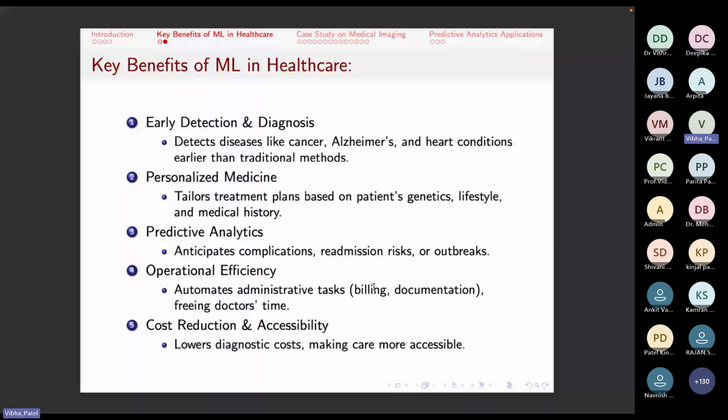The other area in which we can think of using ML in healthcare is personalized medicine. So we can work on identifying treatment plans for patients based on their genetics, their lifestyle, and their medical history.